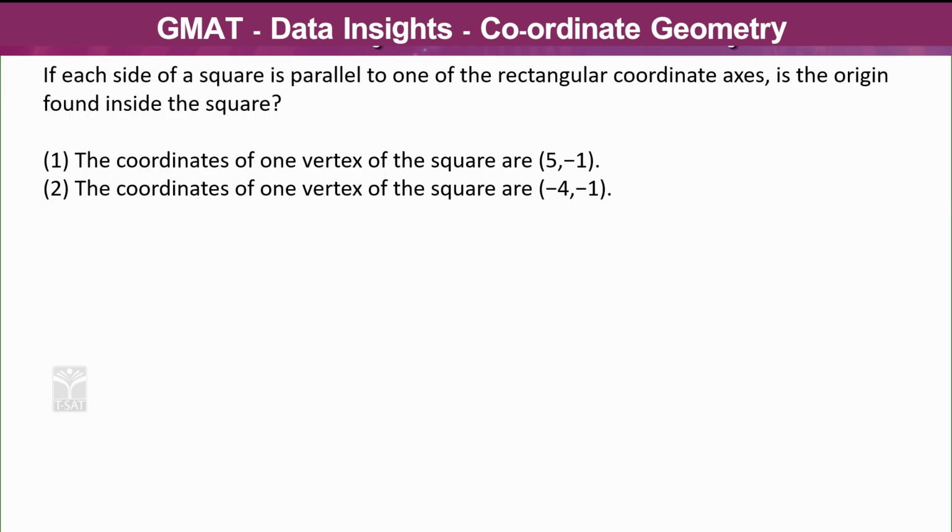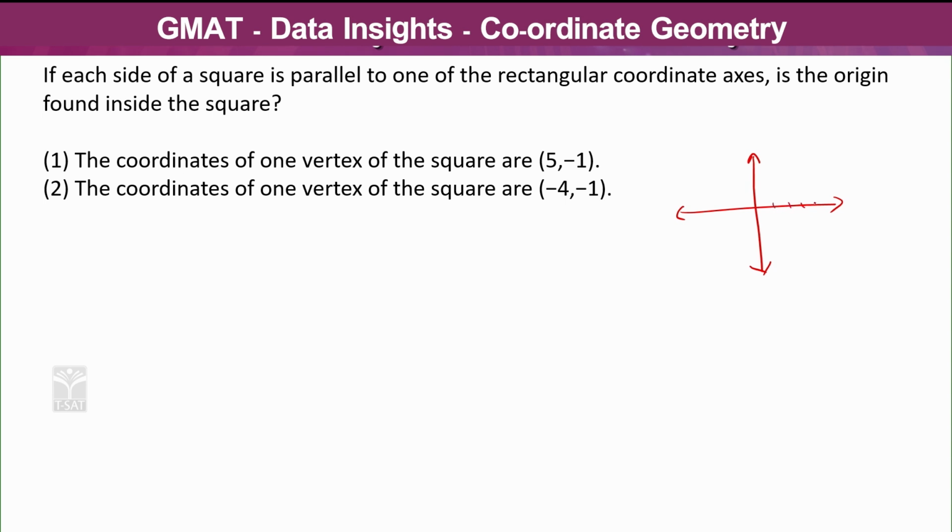Let us move to the next question now. If each side of a square is parallel to one of the rectangular coordinate axes, is the origin found inside the square? Okay. These are your axes and they are asking whether the origin is lying inside the square or outside the square. Okay. So, statement 1 tells us one of the vertices of the square is 5 comma minus 1.